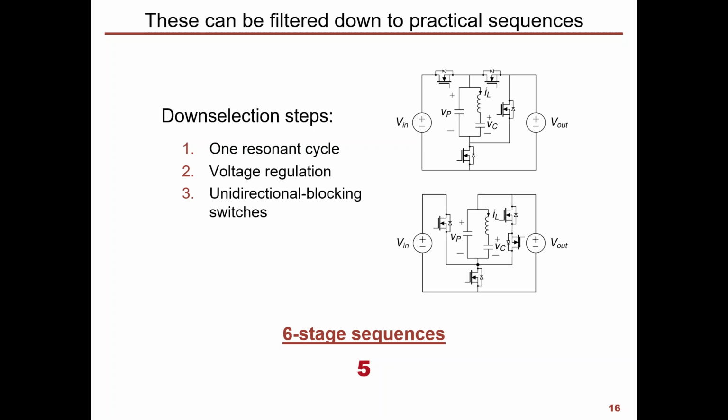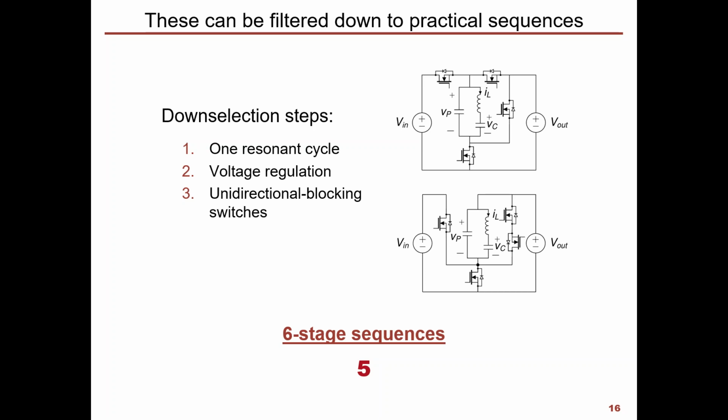for power conversion. So our first step in doing that is we've down selected for sequences that can be completed in 1 resonance cycle. That allows us to avoid excess charge circulation. Then we make the step of down selecting for piezo-based converter sequences that can regulate voltage, meaning they give us a wide range of input and output voltages. And that step actually eliminates all of our 4-stage sequences. There are no 4-stage sequences that can regulate voltage.